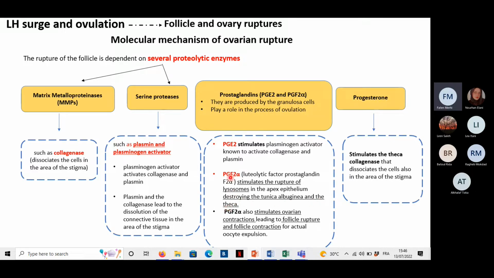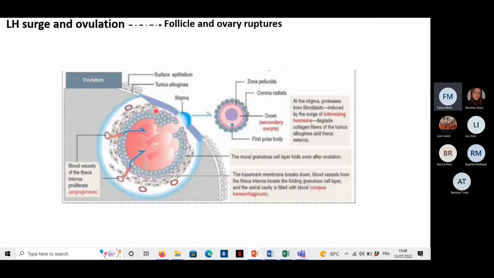So the PGF2 alpha is secreted by those granulosa cells. Okay, it is produced and it acts in a paracrine manner on the epithelial cells of the ovary in the region adjacent to the stigma. And they have a local action adjacent to their place of production. They are produced by the granulosa cells, and they will act on the epithelial cells here in the region next to the stigma and adjacent to the stigma.